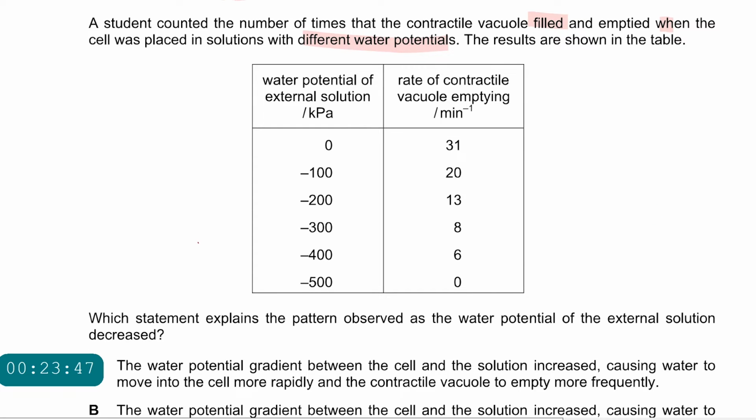Here we have the water potential of the external solution. It's a common misconception. So here, we can see that the water potential gets more negative. Water potential getting more negative basically means water potential is decreasing.